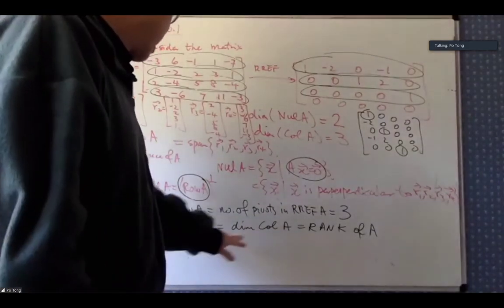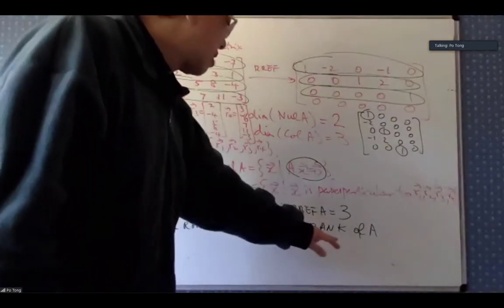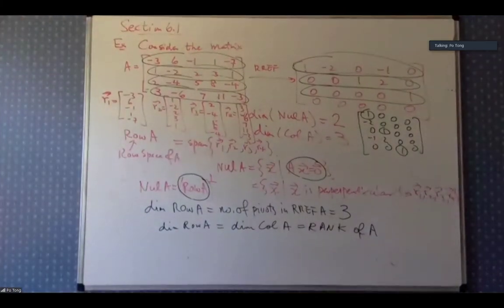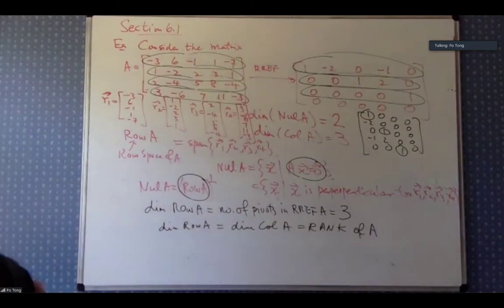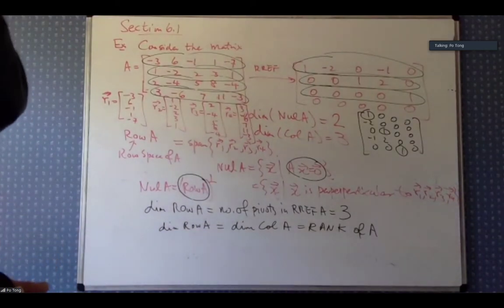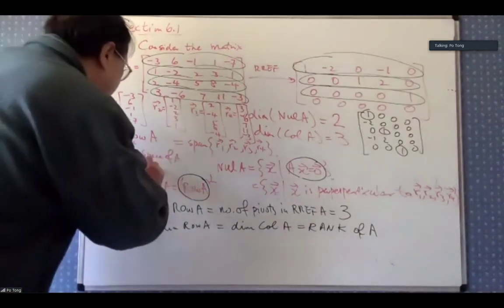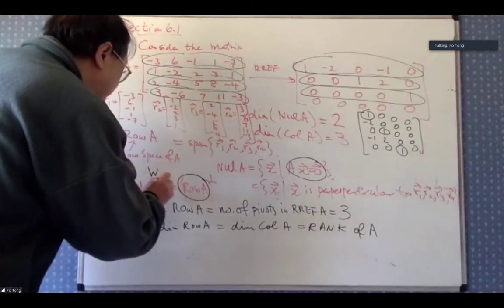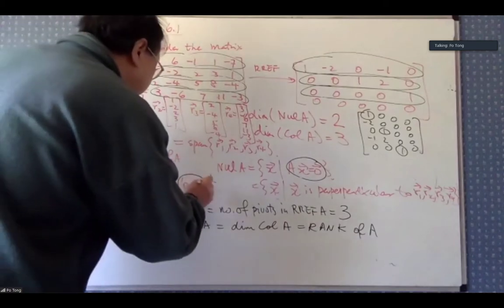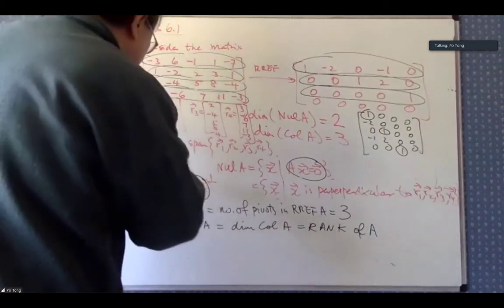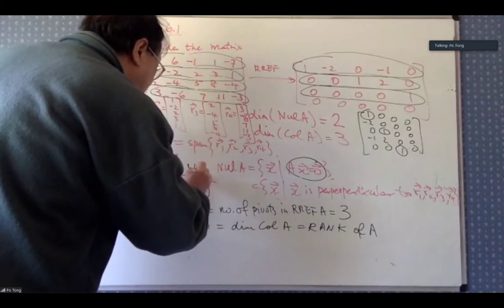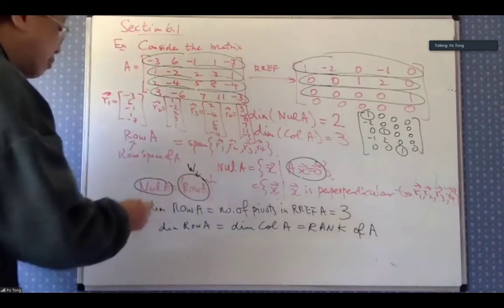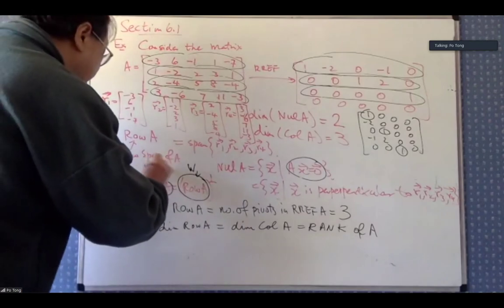Okay, so we know that the dimension of the row space and the dimension of the column space, both of these are equal to the rank of A. And we also know that this guy is perpendicular to this guy. So if I call this one W, the row space of A, I call it W, then this guy will be W perp.